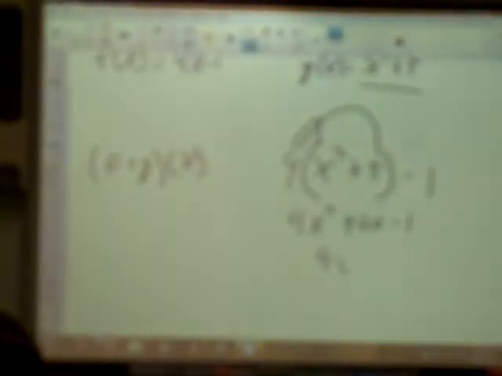F of g of x. G's in the middle, so here's my g. Now that goes in the place of the x on the f one. So that gets multiplied by 4. See, this whole thing went in for the x on that one, and then 1 is subtracted from it. Distribute. And we can simplify this one pretty easily. Since it's still an x, nothing changes. You just plug it into the other one. 4x squared plus 19.